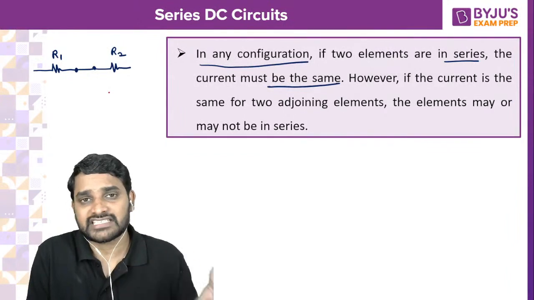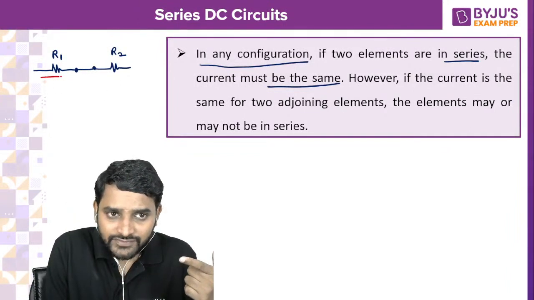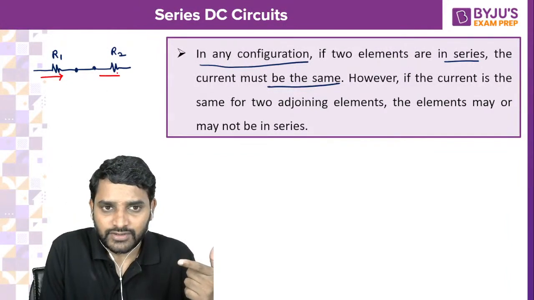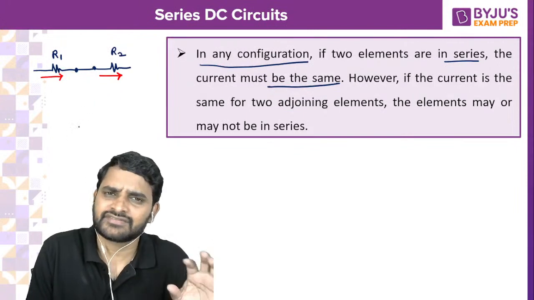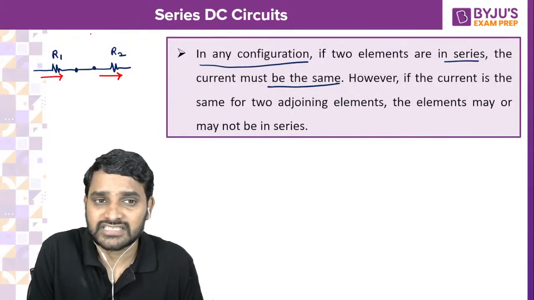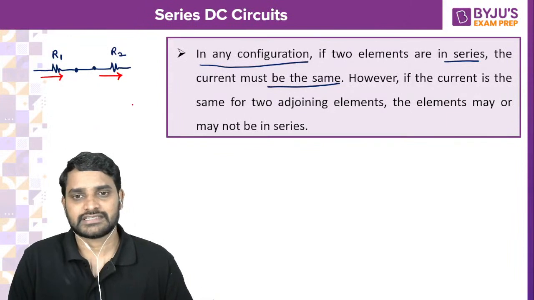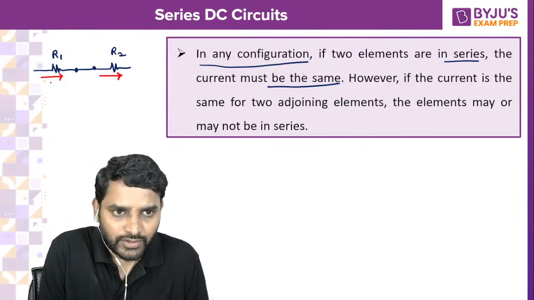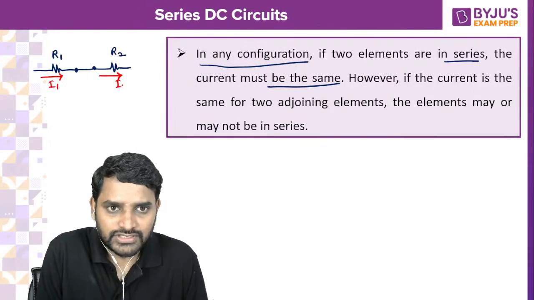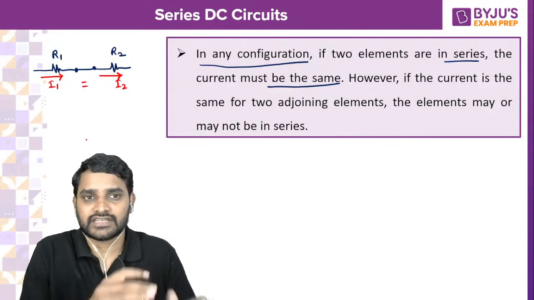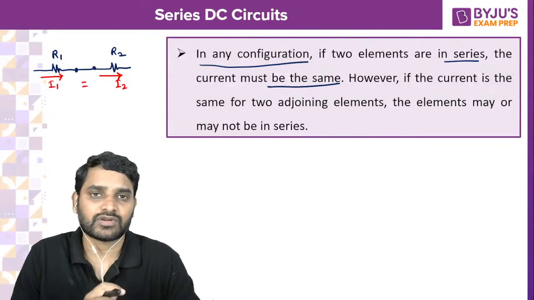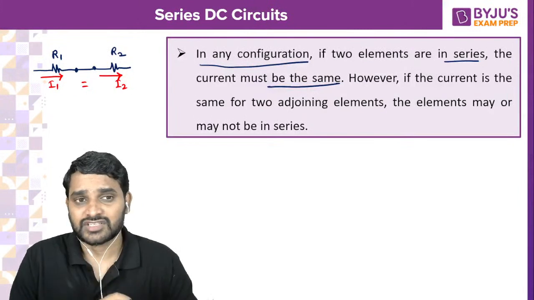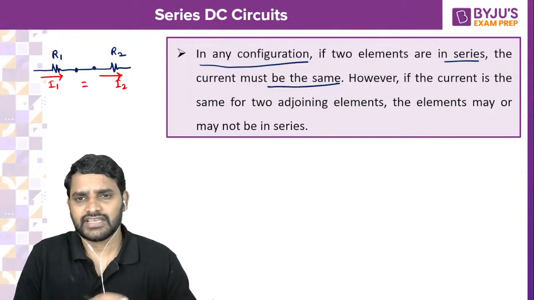Electrically, how do you call it a series connection? If the current flowing through this resistance and the current flowing through this resistance are the same, definitely you can call these two resistors connected in series. So if the currents through R1 and R2 are the same, you can call the resistors to be in series connection. Okay, he's saying that must be the same.